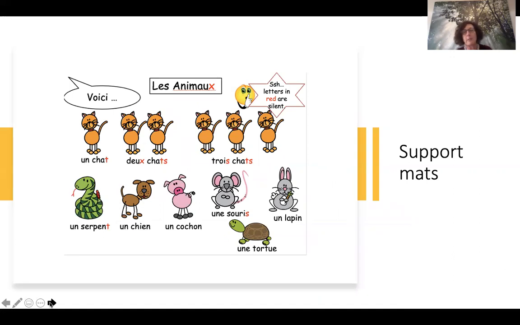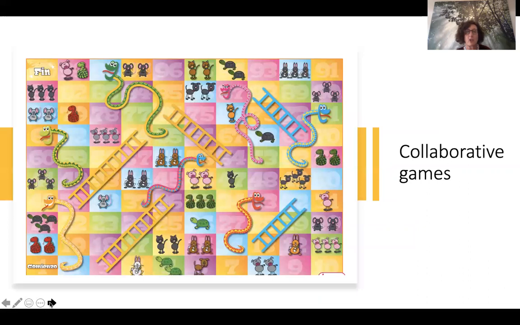Alongside everything that's built into the PowerPoints, we have support mats. These can be printed off and used for all children or just your lower ability children. There are collaborative games. This one, for example, is a snakes and ladders, where children have to say "voici", "here is", or "aquí está", or "aquí hay", and they would just be talking about the animals, practicing numbers 1, 2 and 3 at this stage.